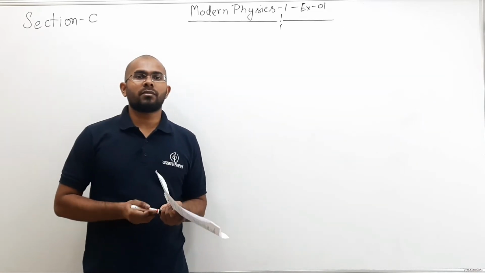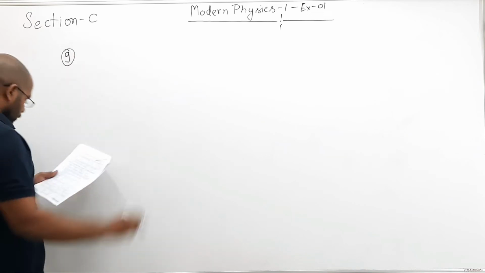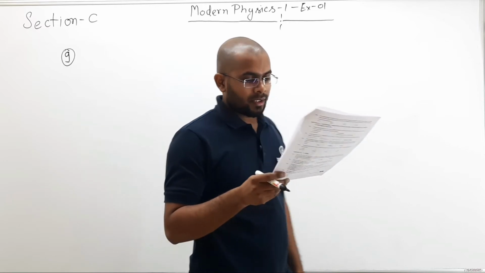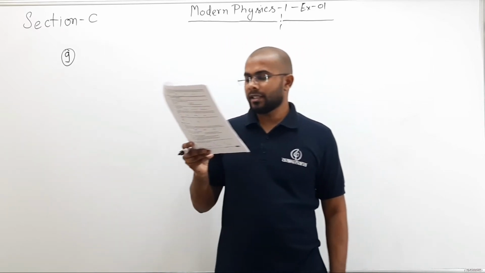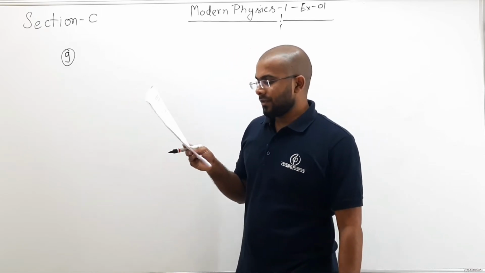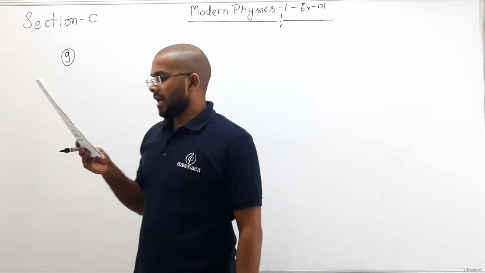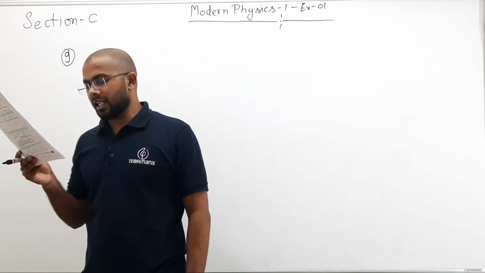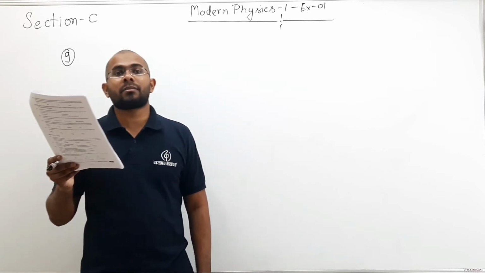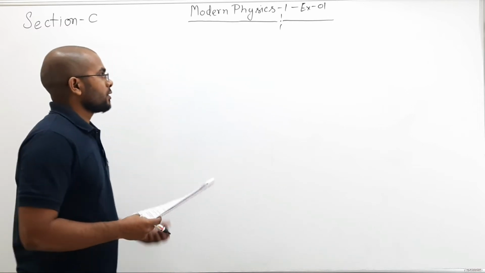Now let us solve question number 9. What is question number 9? Question number 9 says, in Bohr's model of hydrogen atom, the centripetal force is provided by the Coulomb attraction between protons and electrons. If A0 is the radius of the ground state orbit, m is the mass and e is the charge on an electron, and epsilon naught is the vacuum permittivity, then the speed of electron is. So what are they asking?